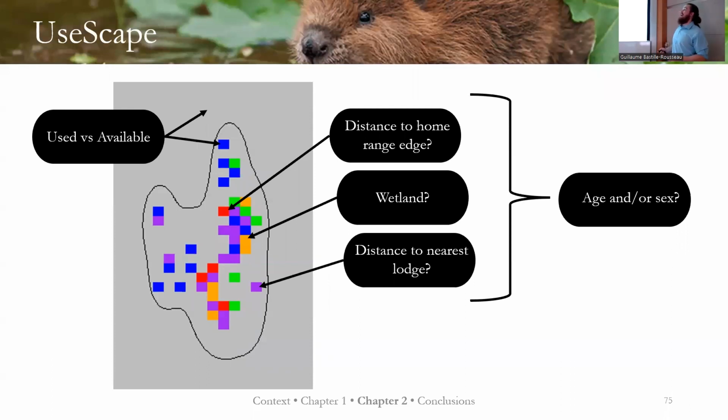But then we wanted to see how the response to these variables may be varied with respect to age and/or sex. And then we compared all of these used areas and those associated characteristics with what was available on the landscape. And so in other words, all this gray that's around the used areas.